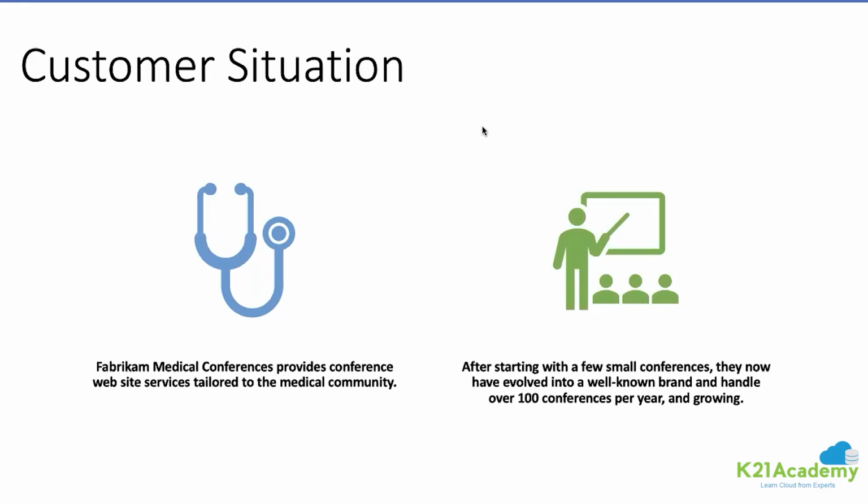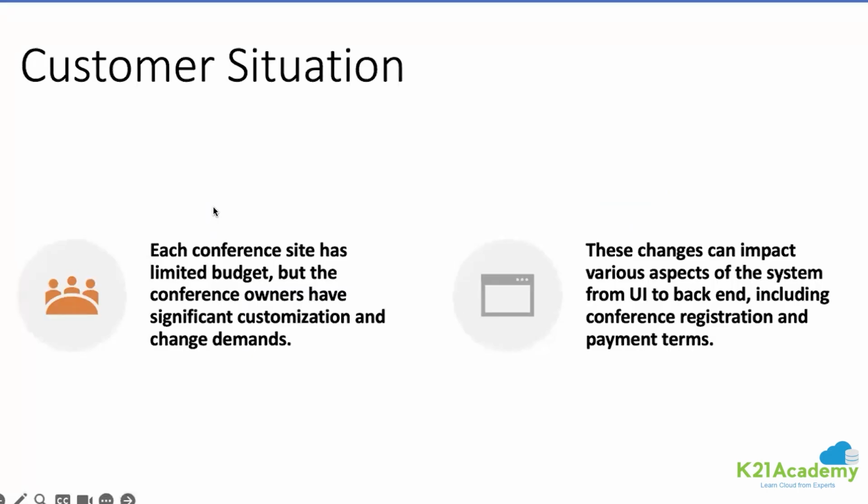After starting with a few small conferences, they have now evolved into a well-known brand and handle over 100 conferences per year and growing. Now, further requirement, customer situation. Each conference site has a limited budget, but the conference owners have significant customization and change demands. This is a standard problem statement. These changes can impact various aspects of the system, from UI to backend, including conference registration and payment terms.